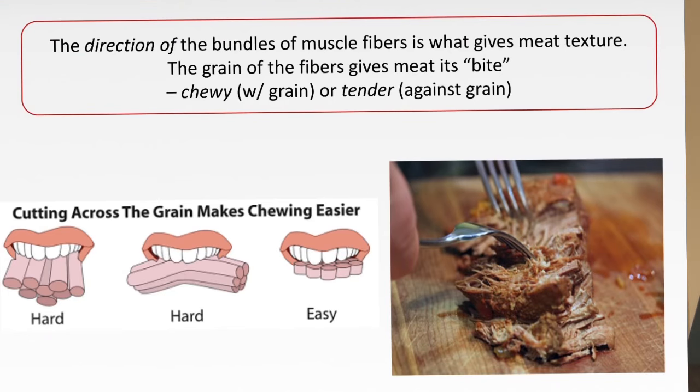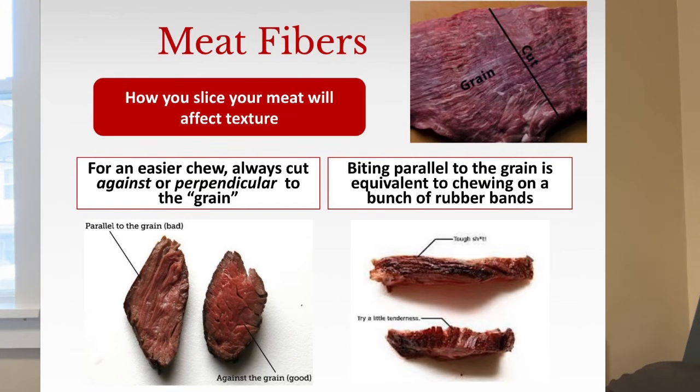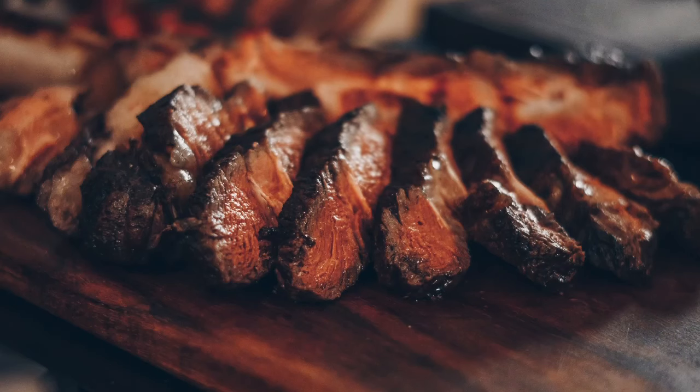Now, when we're talking about meat fibers, the direction of the bundles of the meat fibers is what gives meat its texture. So it gives it its bite, and it can be either chewy or tender depending on how meat is sliced. So it's very important that when you are slicing meat, you want to slice meat against the grain. You want to make sure that you are slicing against those ropes. Otherwise, you're going to have a very chewy and not tender bite.